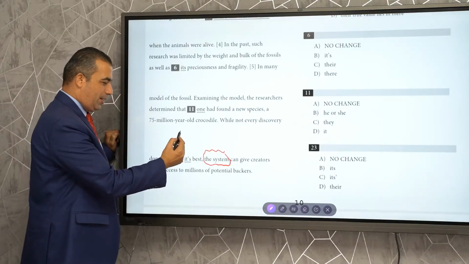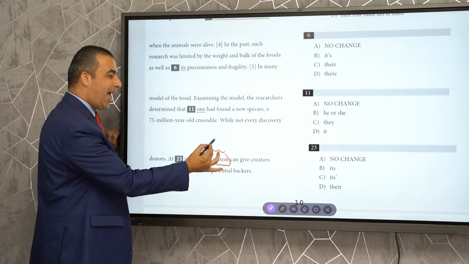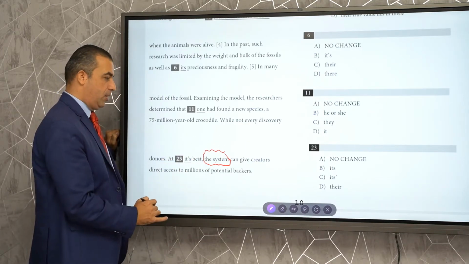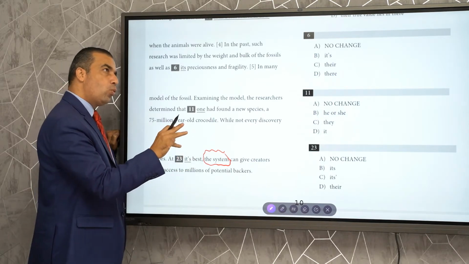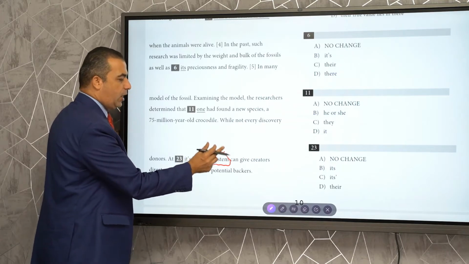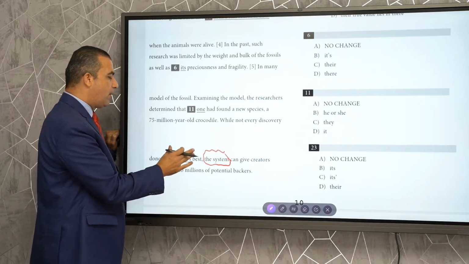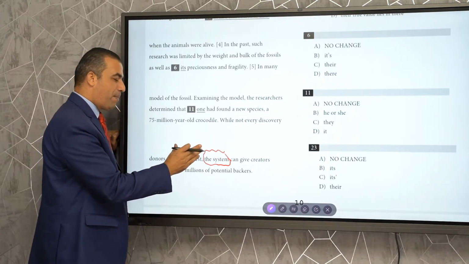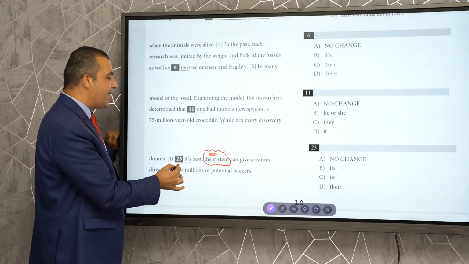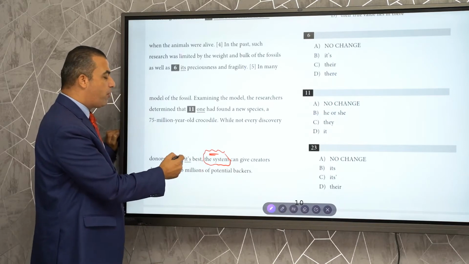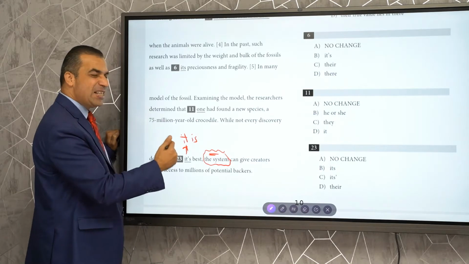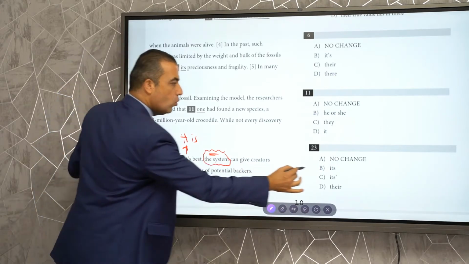At its best, the system can give creators direct access to millions of potential backers. So the antecedent here is what is after the comma, because here he's talking about at its best. At its best, the best of what? The best of the system. Okay, so can I say at it is best? We mentioned before that this is it is. Can I say at it is best? Of course not.